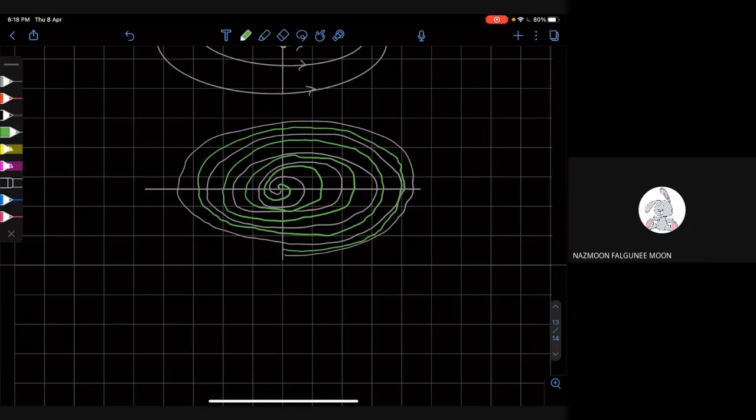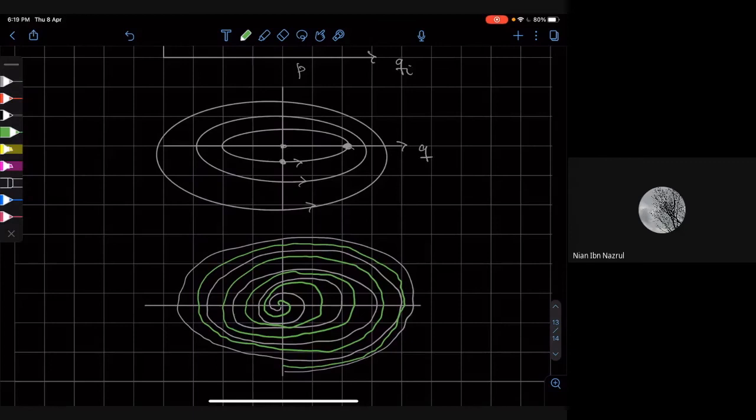Any questions so far? I had a question about the orientation of the curves that you just drew.